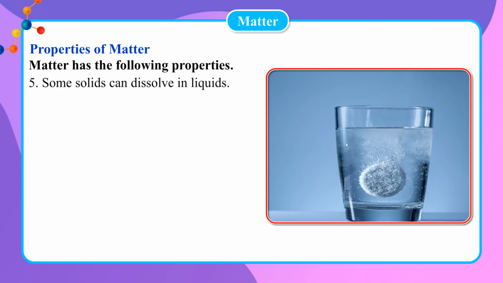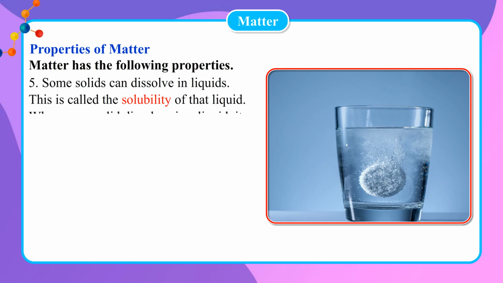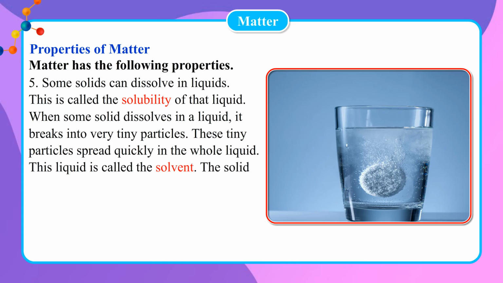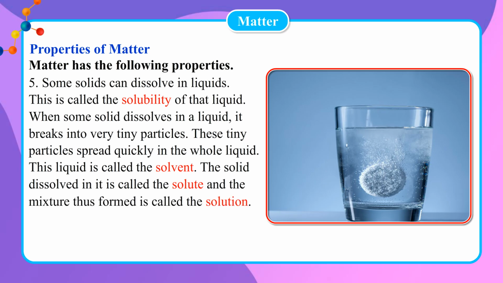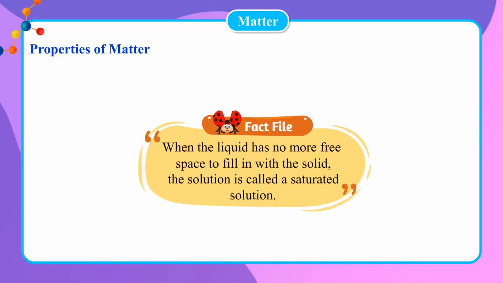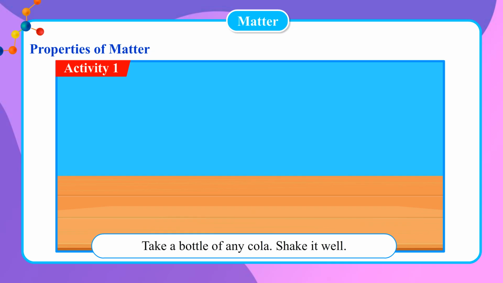5. Some solids can dissolve in liquids. This is called the solubility of that liquid. When some solid dissolves in a liquid, it breaks into very tiny particles. These tiny particles spread quickly in the whole liquid. This liquid is called the solvent. The solid dissolved in it is called the solute, and the mixture thus formed is called the solution. Fact file. When the liquid has no more free space to fill in with the solid, the solution is called the saturated solution.